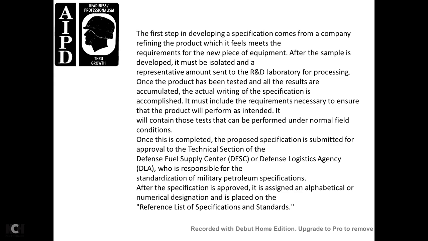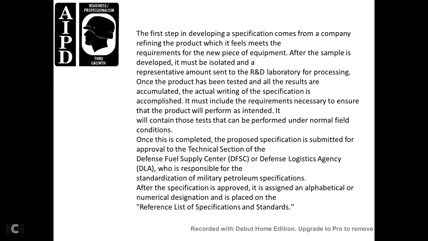The first development of a specification comes from the company refining the product, which feels it meets the requirements of the new piece of equipment. They have to sample the development and submit a representative amount to a research and development laboratory for processing. Once the product has been tested and all the results accumulated, the actual writing of the specification is accomplished. It must include the requirements necessary to ensure that the product will perform as intended, and contain those tests performed under normal field conditions.